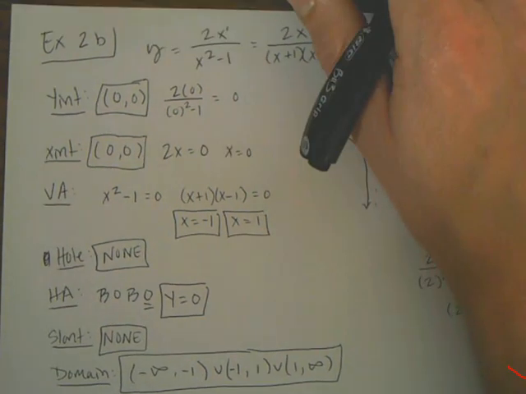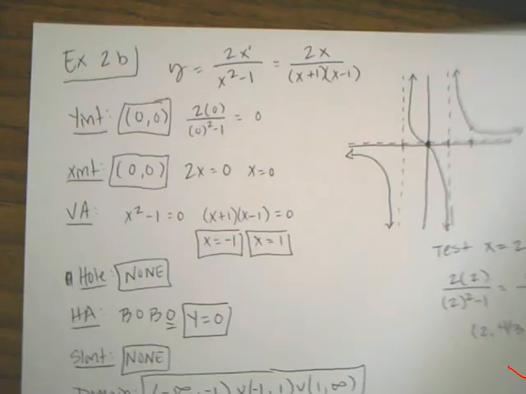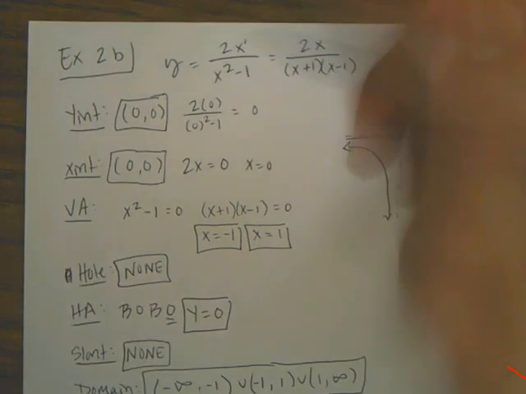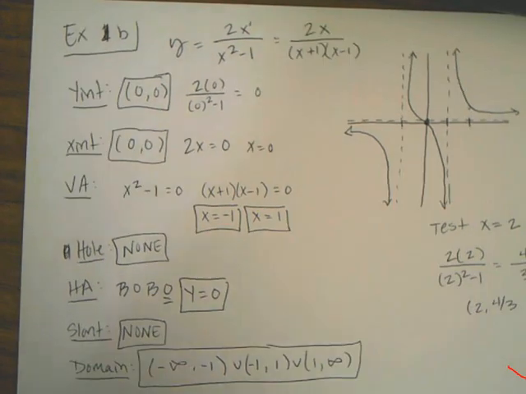All right, next up we're going to do example 2b. Sorry. Oh, shoot. That was example 1b. My bad. I'm not rewinding, so I hope you picked up on that. Now we're going to do example 2b.